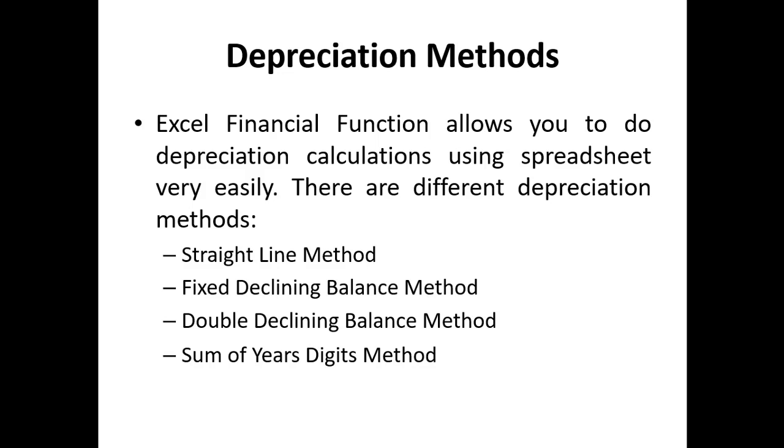There are different depreciation methods. So here we are going to discuss 4 commonly used depreciation methods. The first one we call the straight line depreciation method. The second one we call the fixed declining balance method, the double declining balance method, and finally the sum of years digit method. So these are some of the commonly used depreciation methods, and this is something that is available in your spreadsheet package, that is Excel.